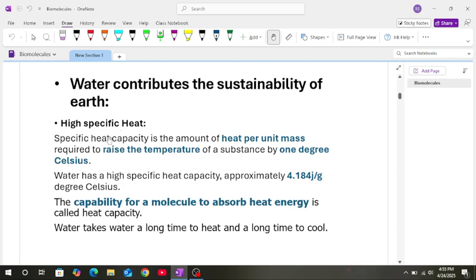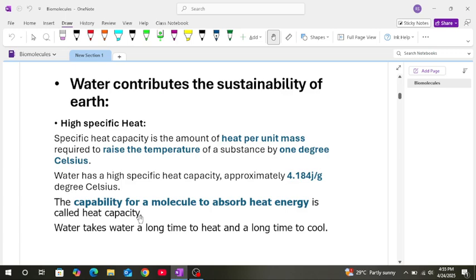We'll repeat the definition again. Specific heat capacity is the amount of heat per unit mass required to raise the temperature. So this is the external heat we are giving to the water to raise the temperature, and the extent of that temperature rise is 1 degree centigrade. And the heat we are giving is actually 4.184 joules per gram degree Celsius.